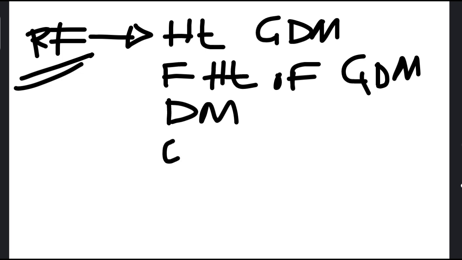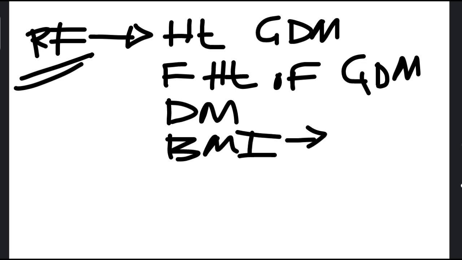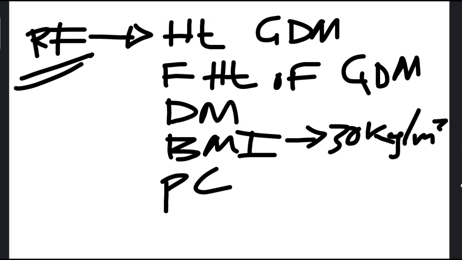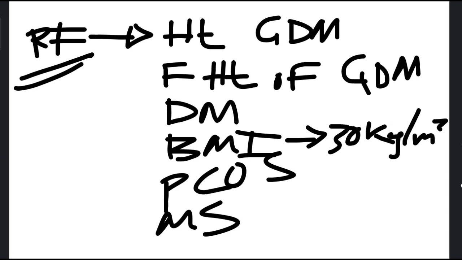a woman who is obese, or rather the BMI is high, so we're looking at 30 kg per meter squared. We're looking at a woman with PCOS too, she's at risk of having this. A woman with a history of macrosomia, having a large baby, that is a risk factor. Okay, how is this then diagnosed?